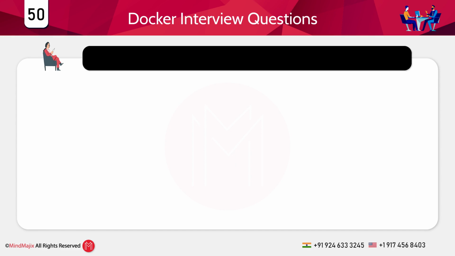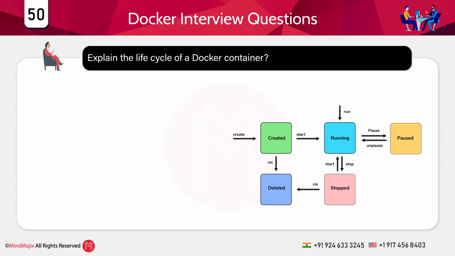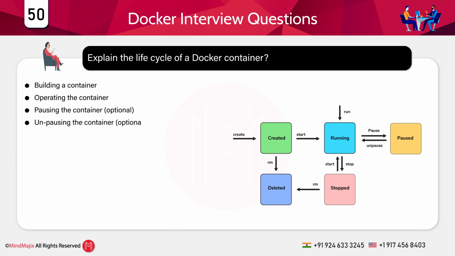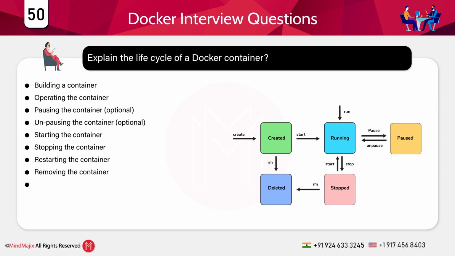The next question: explain the life cycle of a Docker container. So this is the top to bottom life cycle of the Docker container, that is building a container, operating the container, pausing the container, which is optional, unpausing the container, which is also optional, starting the container, stopping the container, and restarting the container, removing the container, and destroying the container. This is the whole life cycle of a single container.